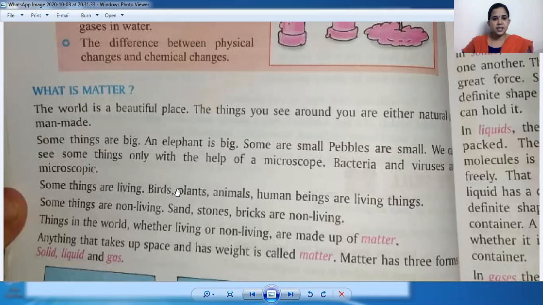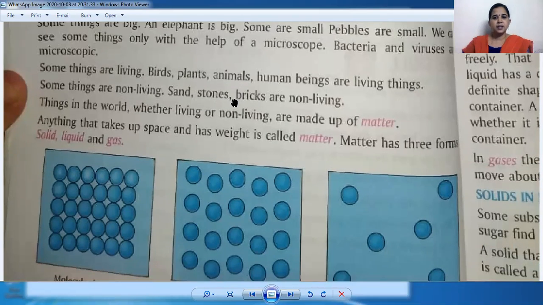Okay. And some things are living, like birds, plants, animals, human beings are the living things. And some things are non-living things. Okay, like sand, stones, bricks, they are the non-living things. So what is the matter? Things in the world, whether living or non-living things, are made up of matter. So all the living things and non-living things, we say it as a matter. Anything that takes up space and has weight is called a matter. Anything that takes up space means which occupies the space as well as which is having the weight, it is called a matter.